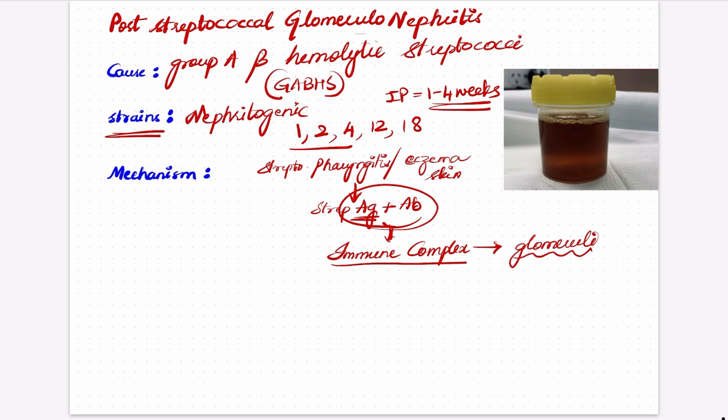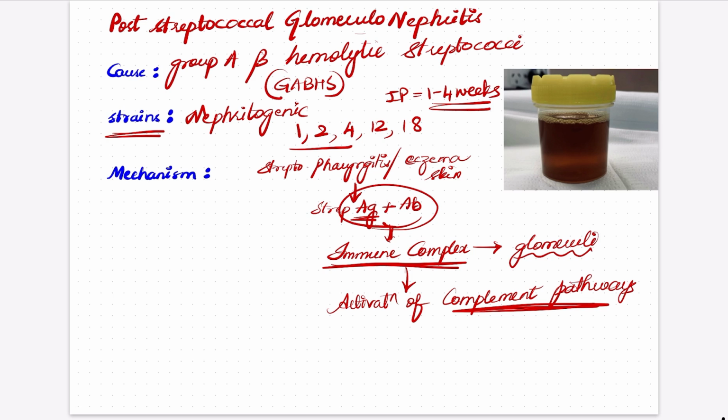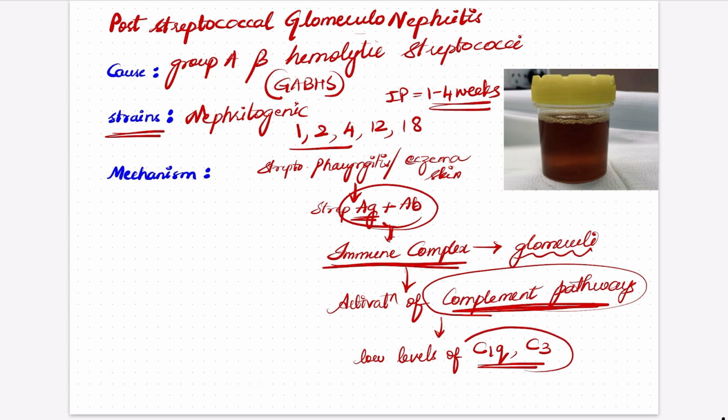Whenever there is immune complex deposition, there is activation of complement pathways, both classical and alternate. Therefore, whenever the complement pathways are activated, all the complements in the blood are consumed. Therefore, it will result in low levels of complements like C1q, C3 in the blood. These are the most common complements going down in the blood.